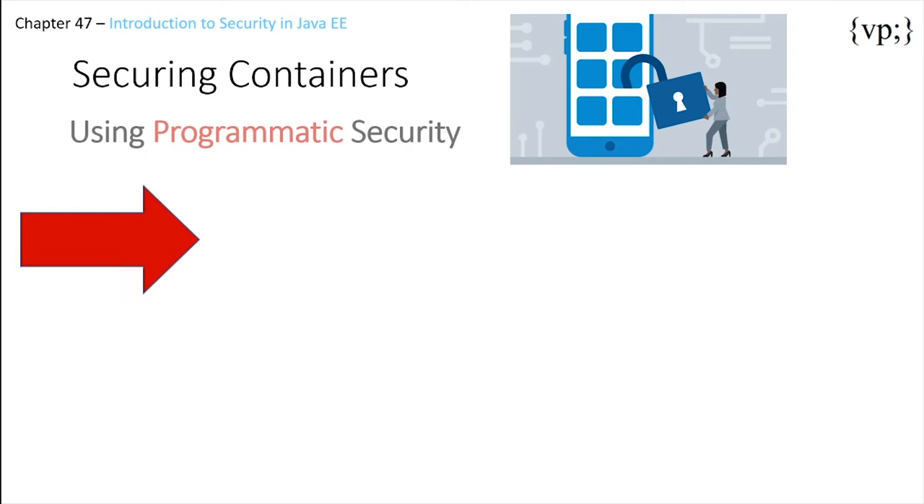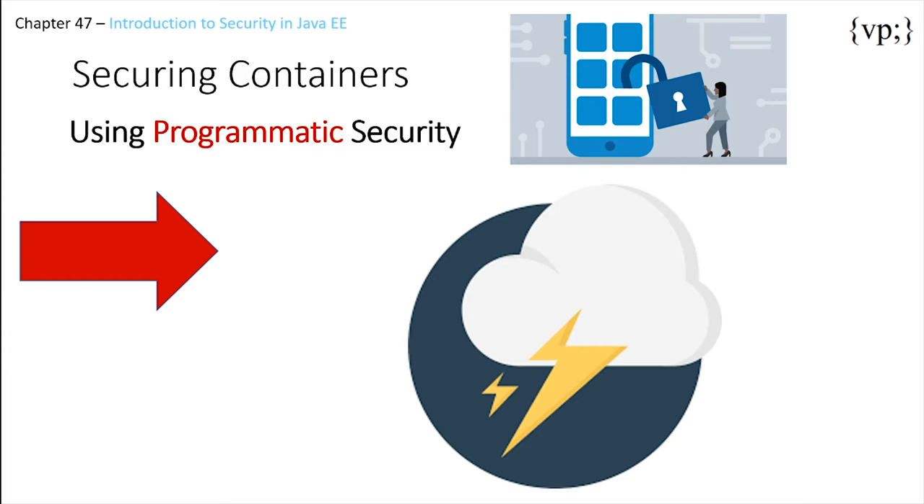Then there's programmatic security. As discussed before, programmatic security is more like a Hail Mary move. If both annotations and deployment descriptors can't suit your style, then programmatic security might just do it. We'll be getting deeper into this topic later on in this tutorial.